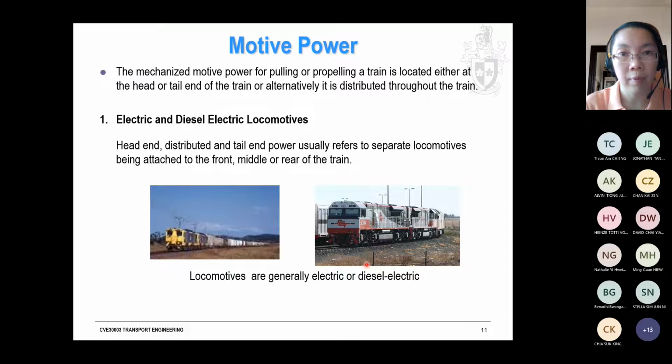Okay, then yeah. So in order for these trains to move forward, we need some kind of power. All right, so we will have to look at what are the motive power that propels the train forward, whether it's light rail or heavy rail. All right, now I just go back a couple of slides, one or two slides.